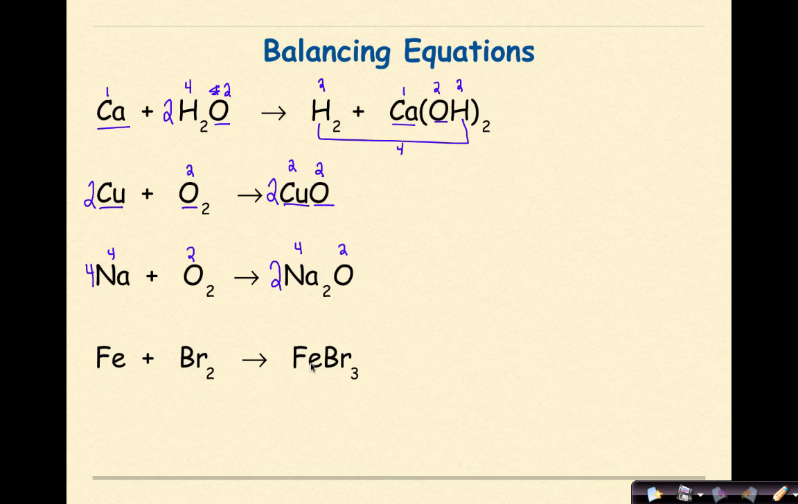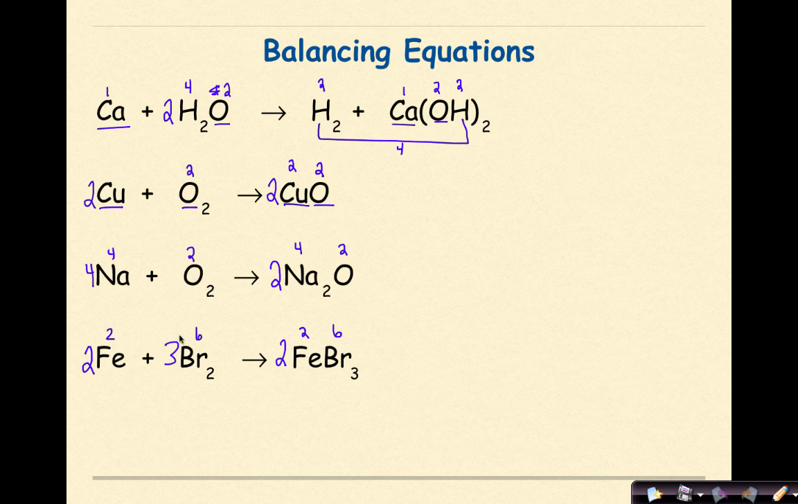1 Fe, 1 Fe, 2 Brs, 3 Brs. All right, I need a common number between the 2 and the 3, and that would be 6. So I need to get 6 Br here, 6 Br here. So 3 times 2 will give me 6, and 2 times 3 will give me 6. So my bromine are balanced, but now I need to go back and balance my iron. So if I have 2 Fe right here, that means I need to throw a coefficient of 2 here.